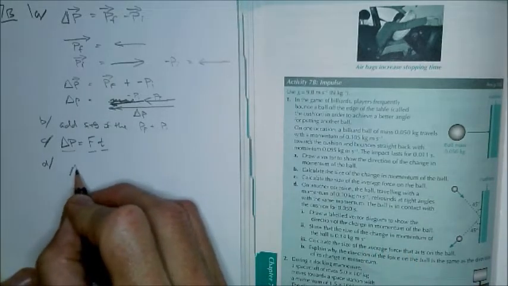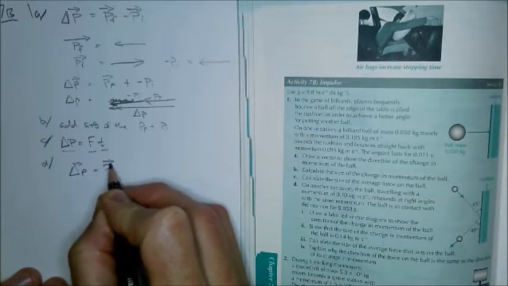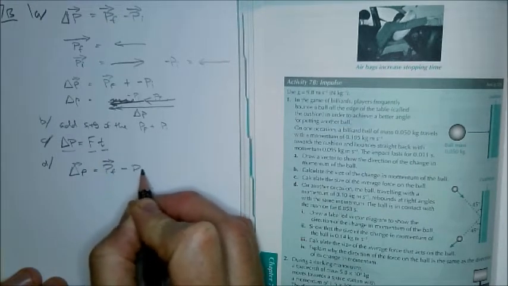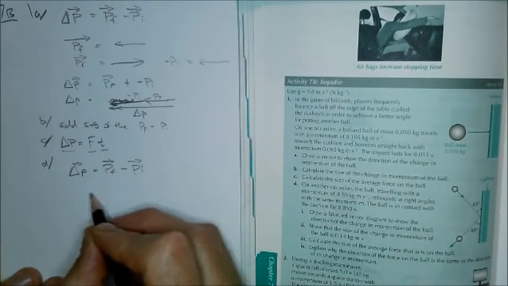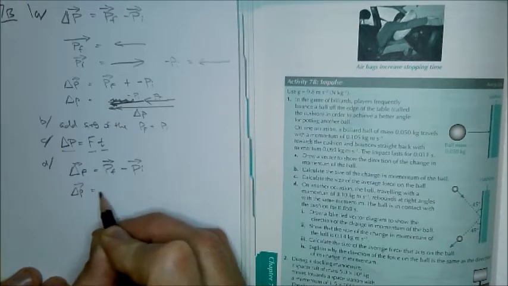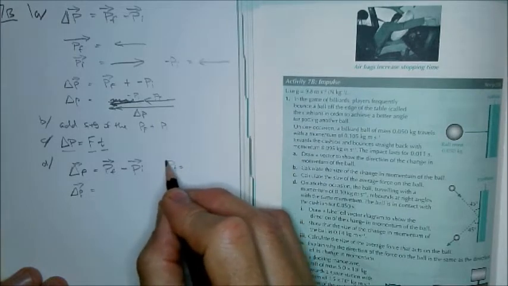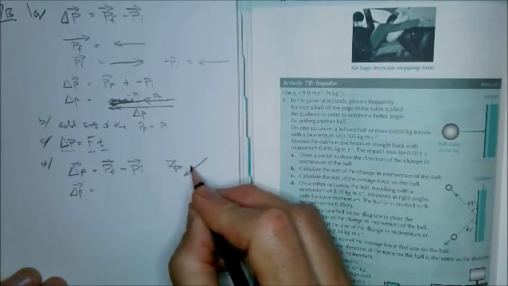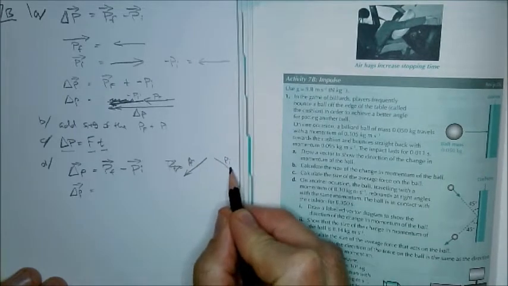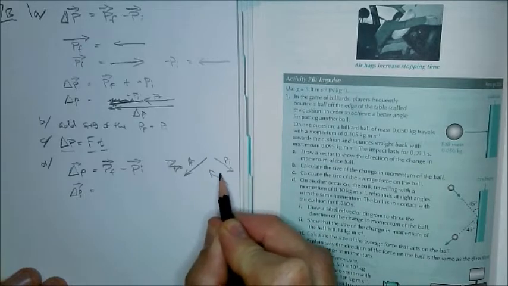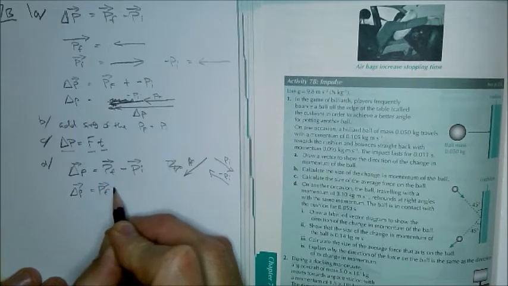Same thing again. Delta p equals pf minus pi. Pf in this case is this way. Let's just draw each vector initially, so pf and pi. Now negative pi is going to be this way, so delta p equals pf plus negative pi.